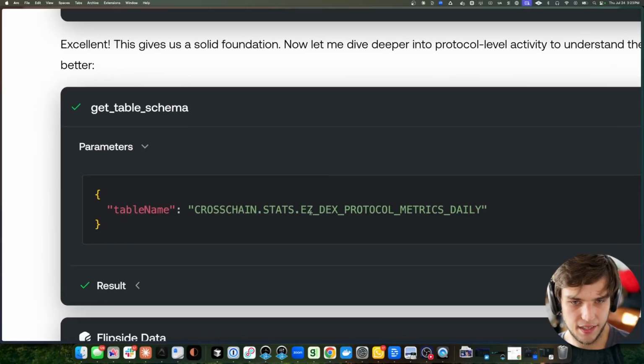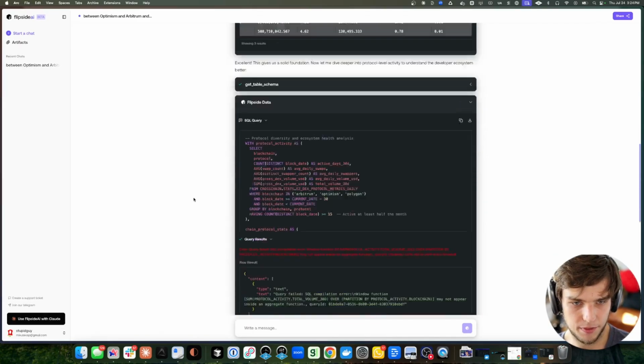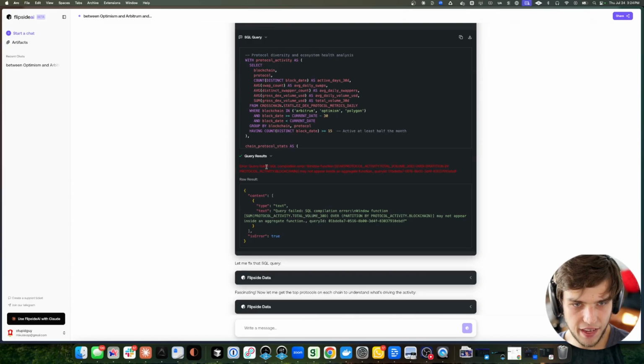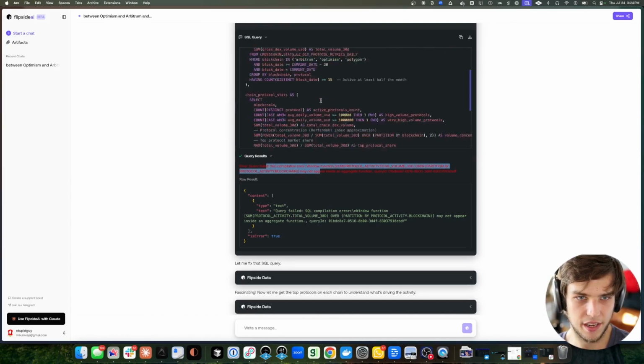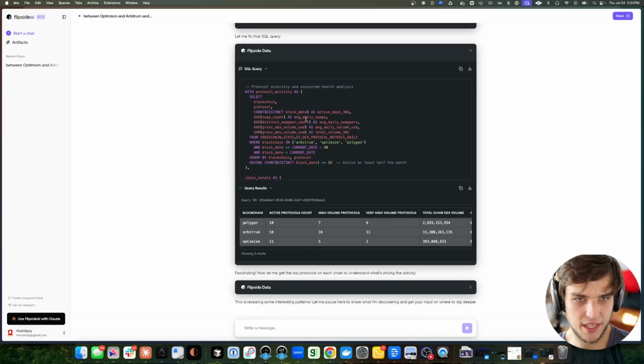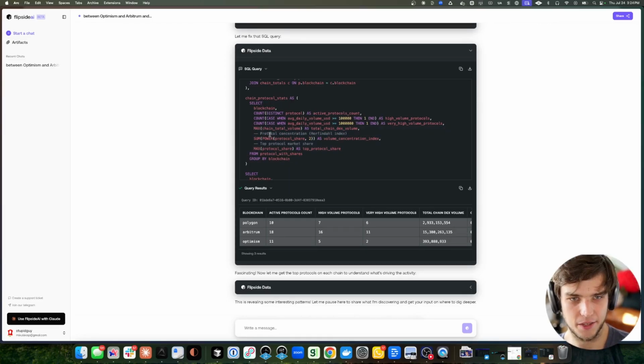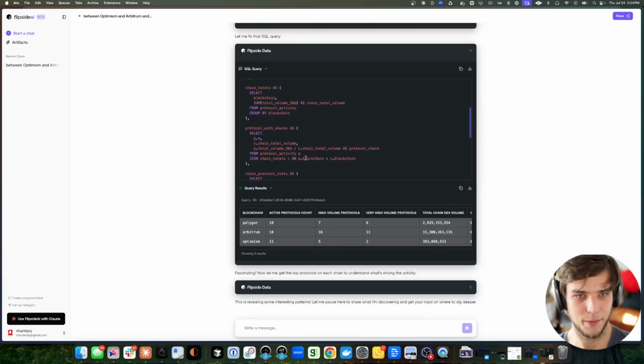Okay, we're getting at easy DEX protocols metrics daily this time. Querying some Flipside data. Looks like there was a failure, complex query. It fixed it. There we go. We got another table. What is it getting for us this time? Are there nice comments? Ooh, diversity score. Okay. Lower concentration equals higher diversity of what? Of market share. That's interesting. So it's getting protocol concentration and top protocol market share and comparing them for us here.